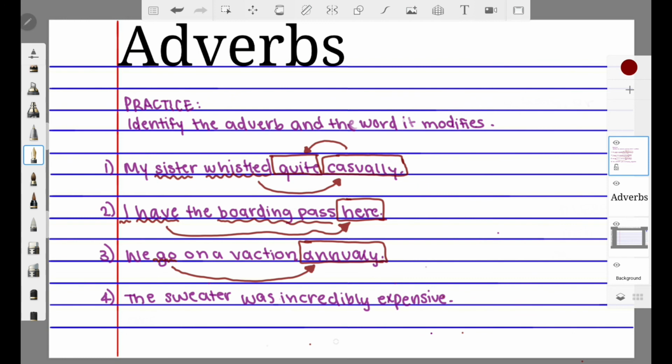And then the last one we have: "The sweater was incredibly expensive." Was is our verb, and the word incredibly modifies was because it tells, again, to what extent was it expensive.